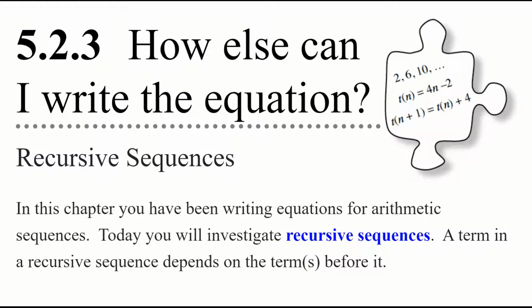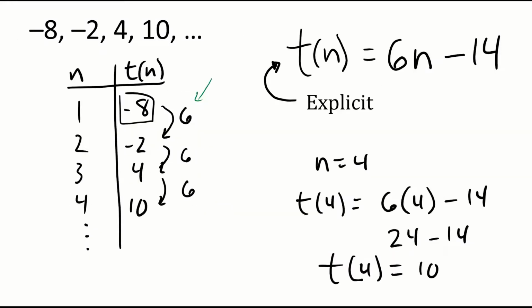In this chapter, we have been writing equations for arithmetic sequences. Today, we're going to investigate recursive sequences. We just looked at an explicit equation for an arithmetic sequence. Today, we're going to look at recursive definitions for sequences. A term in a recursive sequence depends on the term or terms, it could be 2, 3, or more, that appear before it. Let's continue to think about the sequence -8, -2, 4, 10.